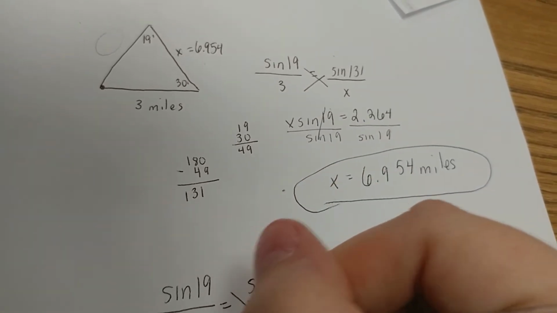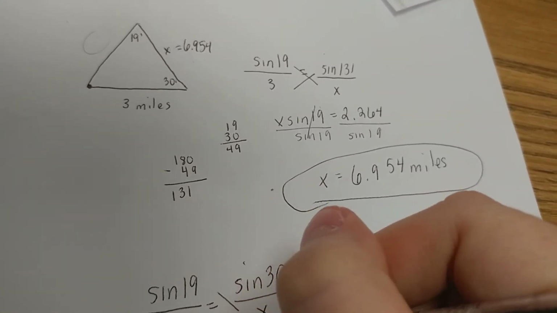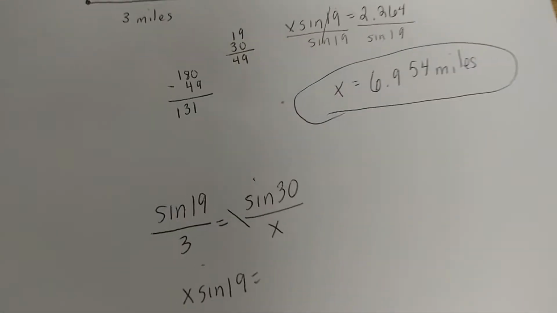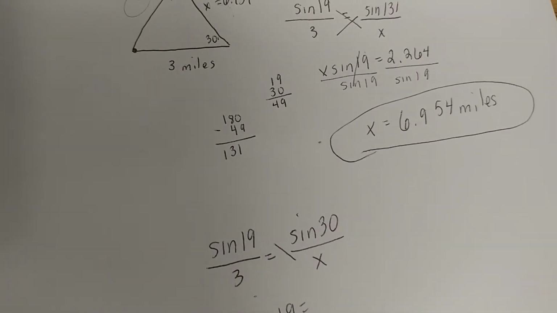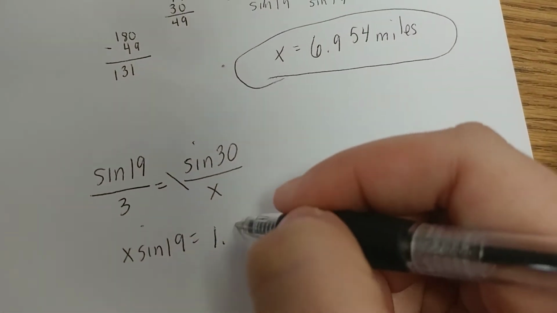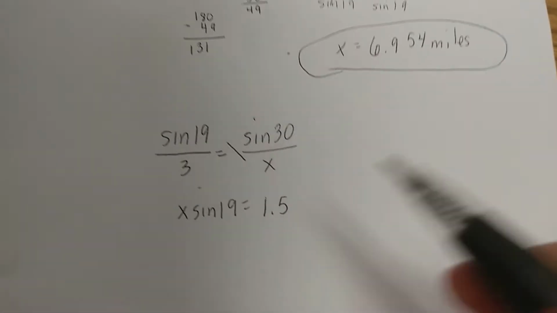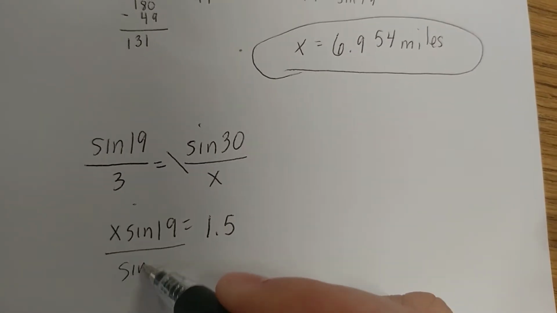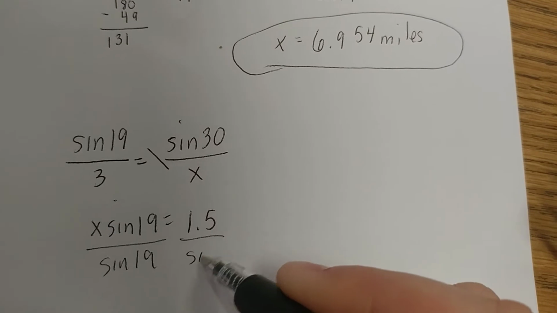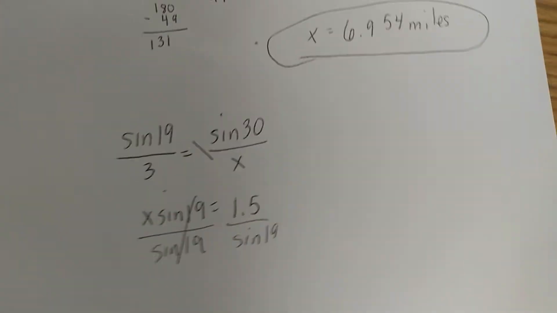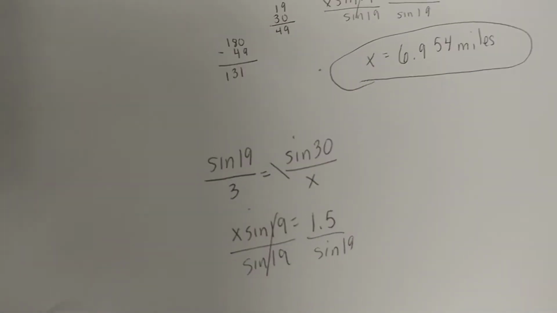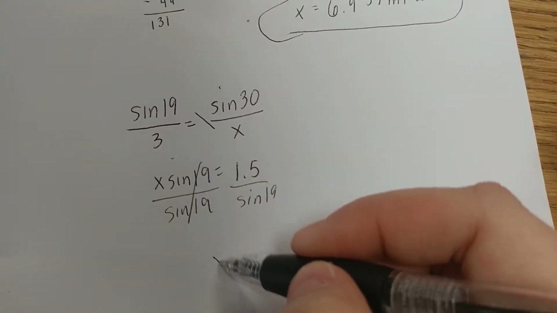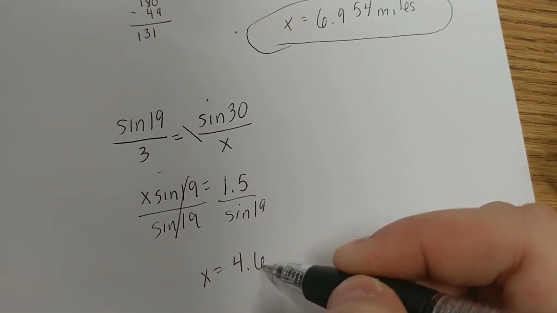We would multiply. We get X times sine 19 equals 3 times sine 30. Now 3 times sine 30 is 1.5. You can divide by that sine 19 because you need X by itself. When you do, you get that X equals 4.607.